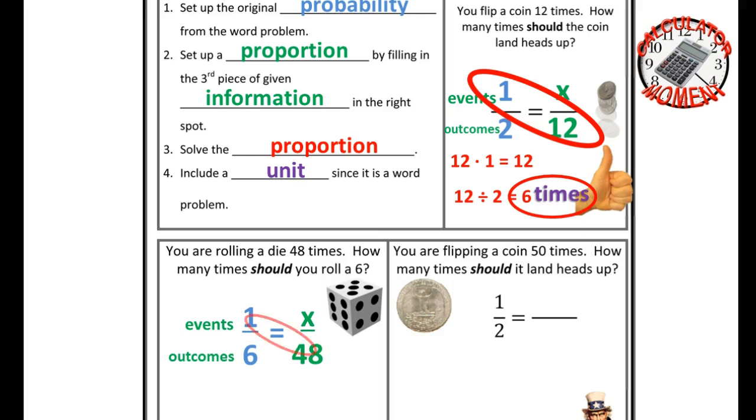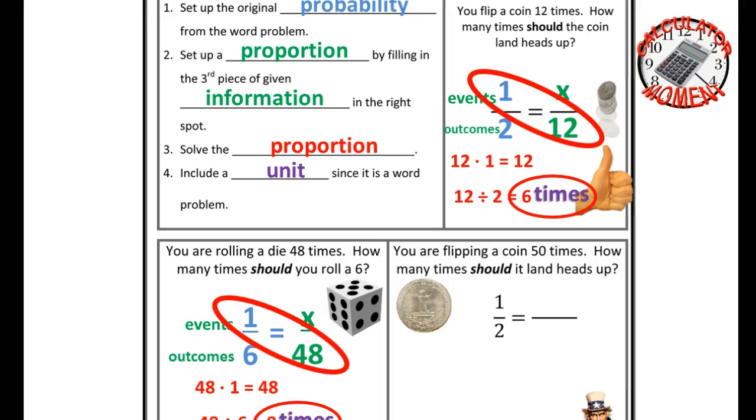Cross multiply. 1 times 48 is going to give me 48. Little calculator moment if you need it. 48 divided by 6 gives me 8. So it's 8 times. I will roll a 6 8 times. On your own, give the last problem a try.